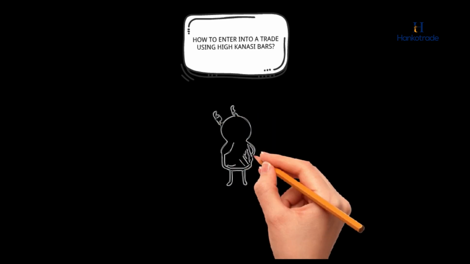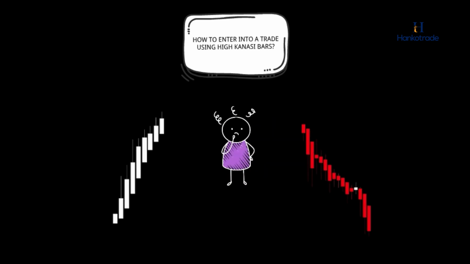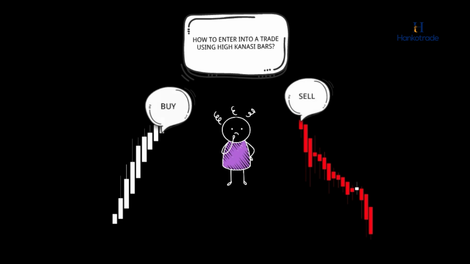When it comes to entering a trade using Heiken Ashi bars, it's important to resist the urge to simply go long whenever you see a bullish Heiken Ashi bar, or go short whenever you see a bearish Heiken Ashi bar. While some may advocate for this approach, it's not advisable.